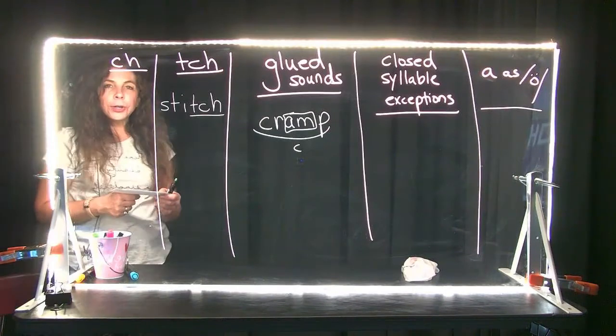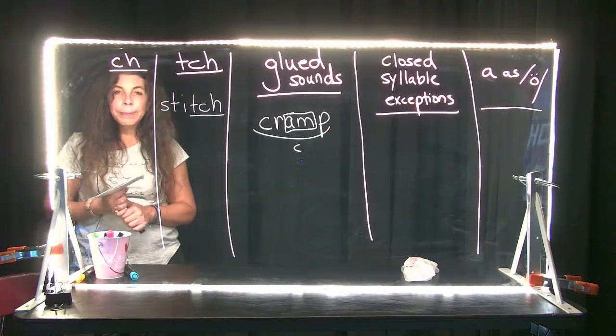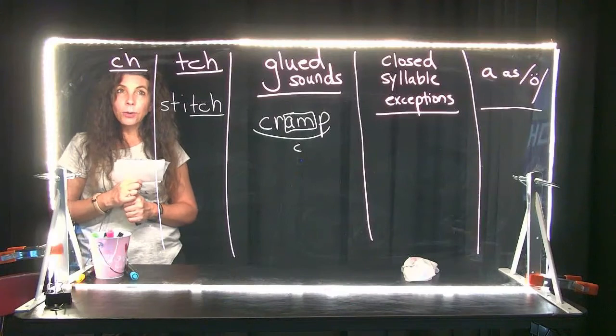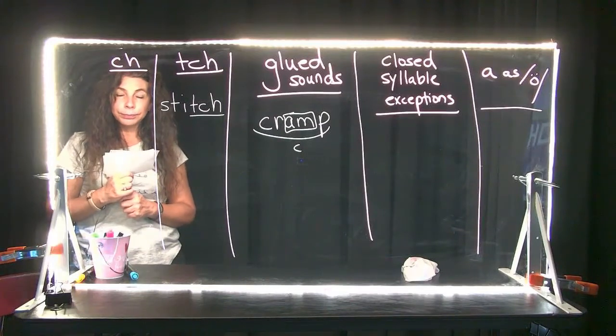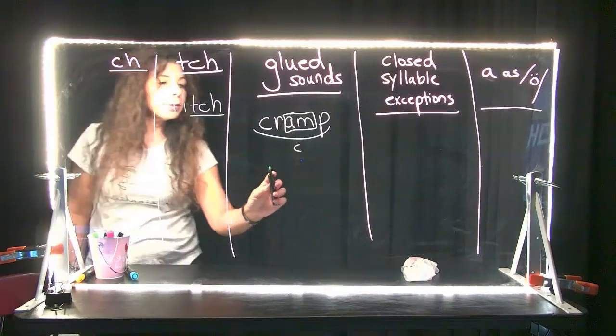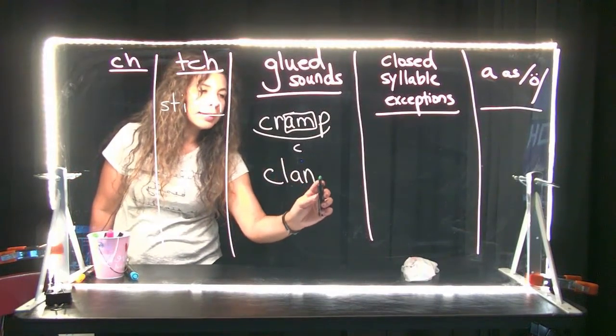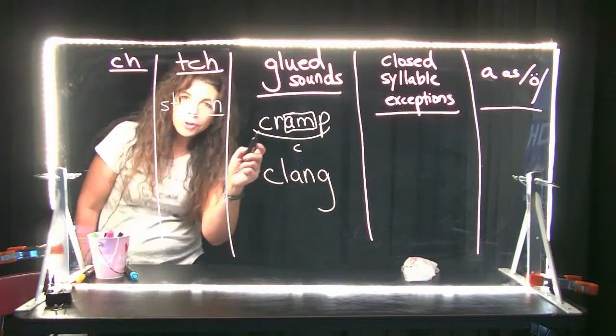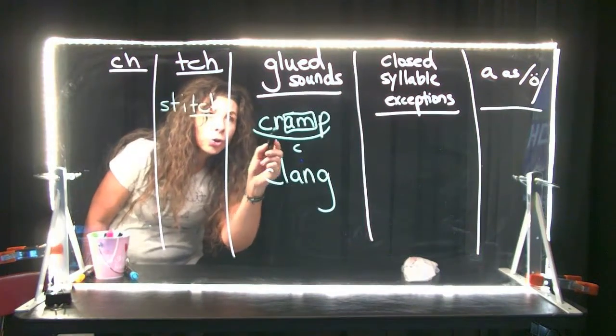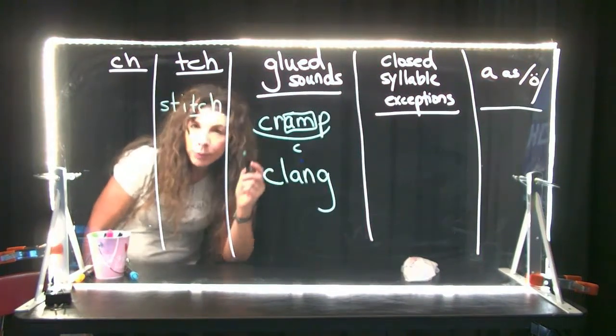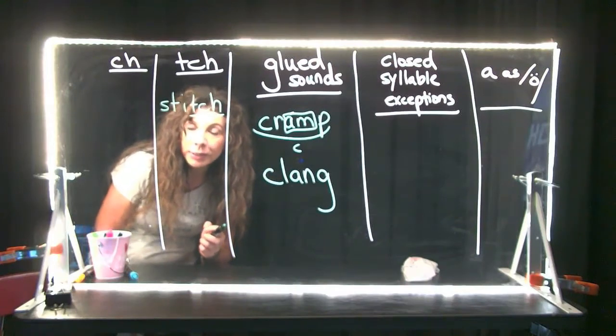How about the word clang? Clang. Where would it go on my board? You should have said here in the glued sound. Clang. It has a CL blend. In third grade, I want you to look at this. You see this is cramp, clang.